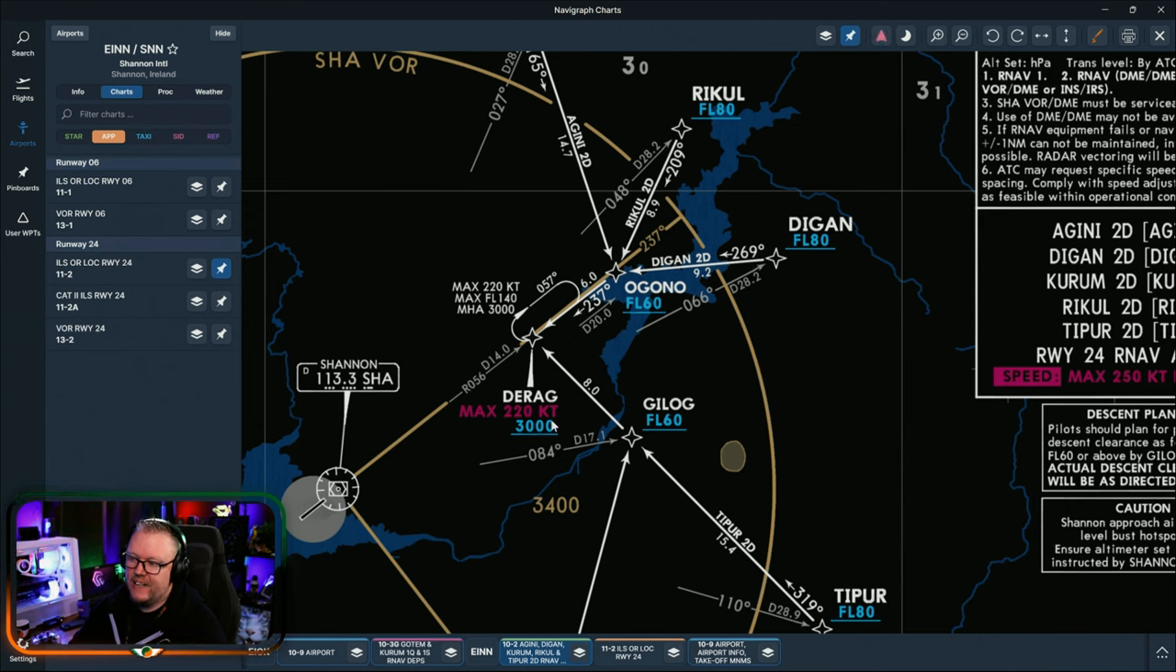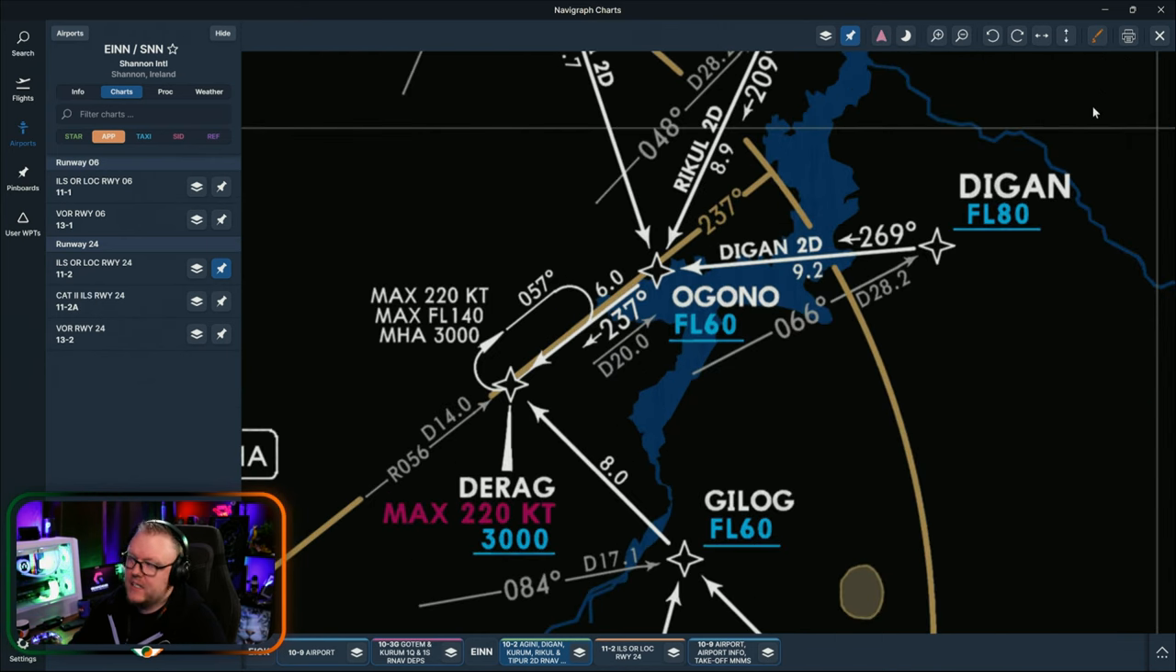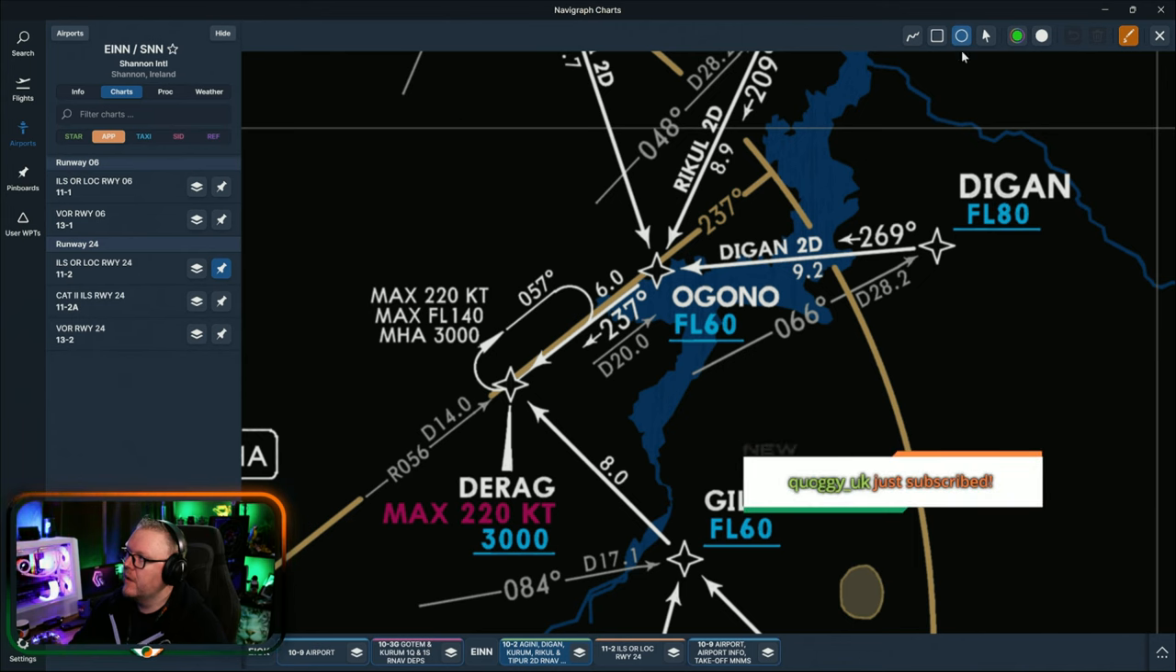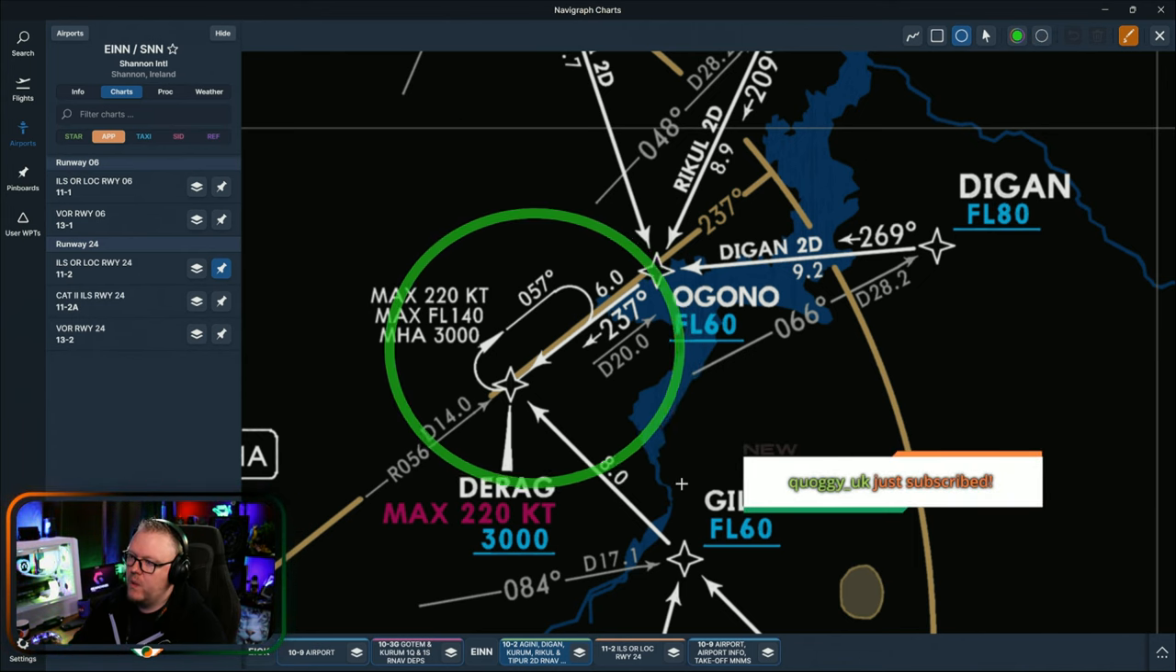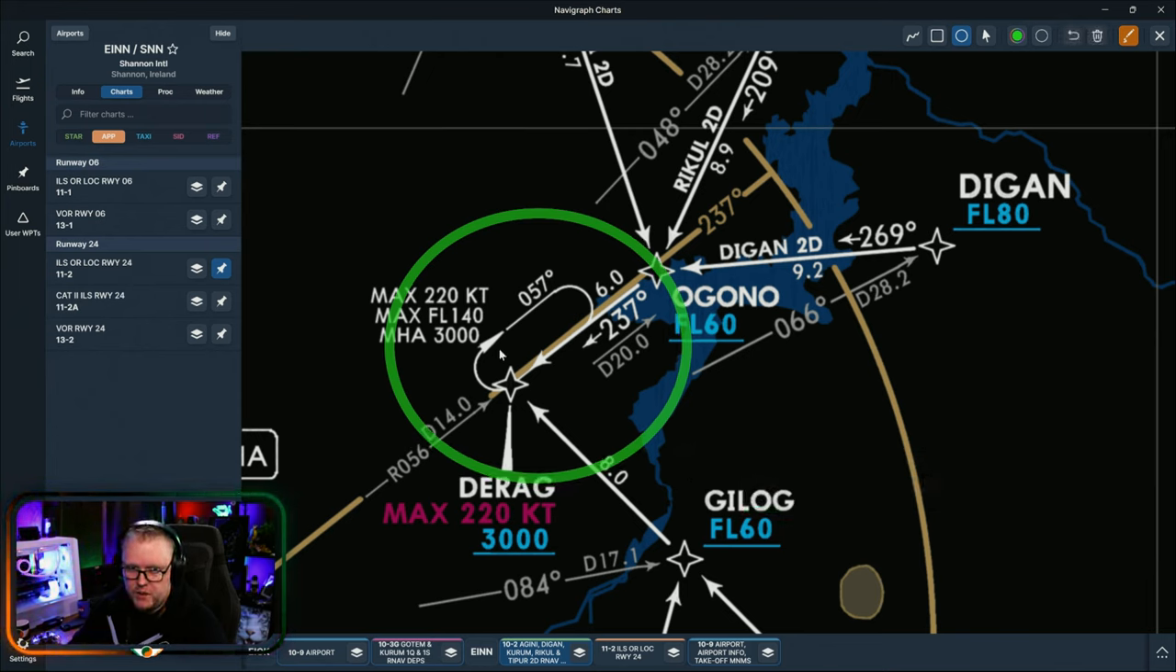You will see here at DRAG, there's a couple of things on our chart, and I'm going to go through the charts with you, but you're going to see this gadget here. Well, this is called a hold. And basically what they mean by a hold is, this is where they want you to stay until further instruction.